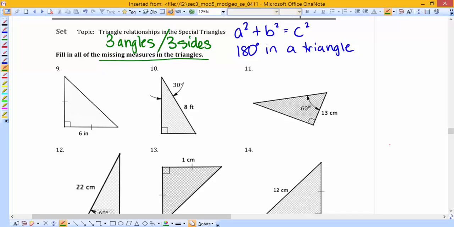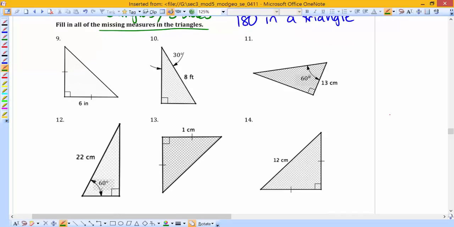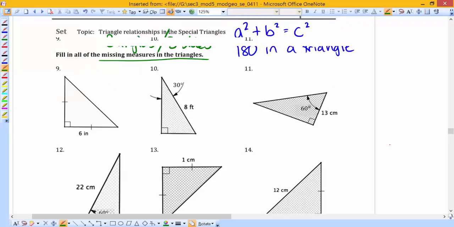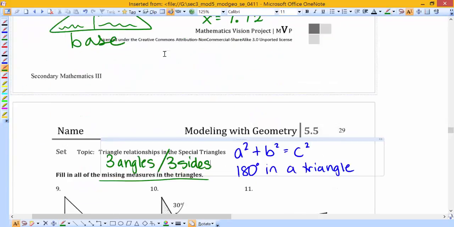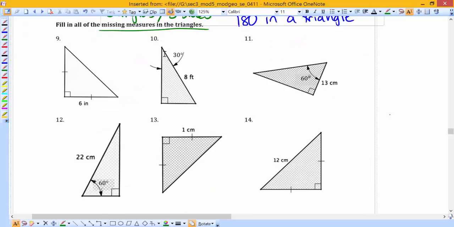I am not going to spend a whole lot of time on Pythagorean theorem. You can use Pythagorean theorem when you know 2 side lengths. That's when you can use the Pythagorean theorem. If you are not given 2 side lengths, then you're going to have to go through and use SOHCAHTOA like we did back here, where I was given only 1 side length. So I'm going to get you started on 9.